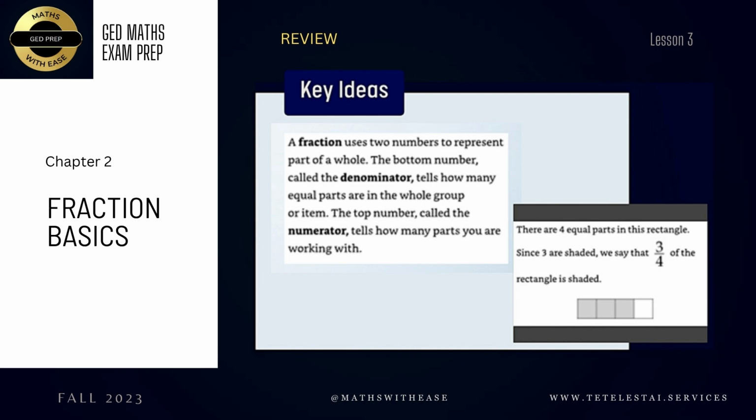So in this particular illustration, we see a rectangle with 4 equal parts, okay? And of those 4 parts, we see that 3 are shaded in gray. So another way of saying this is that 3 out of the 4 parts that we're working with are shaded in gray, okay? You could also express this as 1/4 of the rectangle is not shaded in gray, okay?